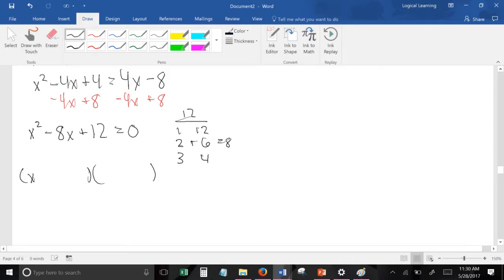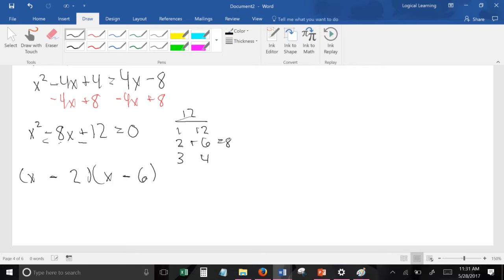So we'll have x and 2 and x and 6. Now, if you have watched my videos on solving quadratic equations, you know that the rule of signs, when we have a negative and a plus, means that they're both negative. And we can see here that negative 6x minus 2x will give us negative 8x, and negative 2 times negative 6 will give us positive 12. So we have factored this correctly. By the zero product property, we set both equal to 0, and we will get solutions of x is equal to 2 and x is equal to 6.